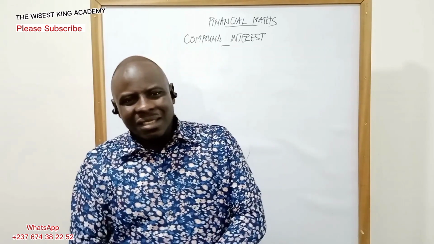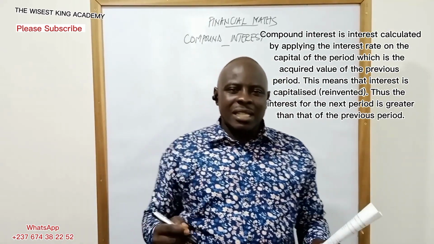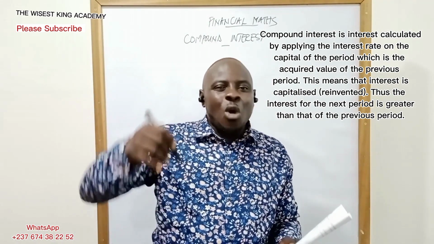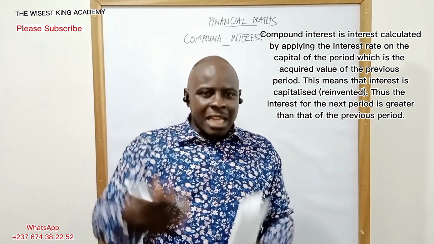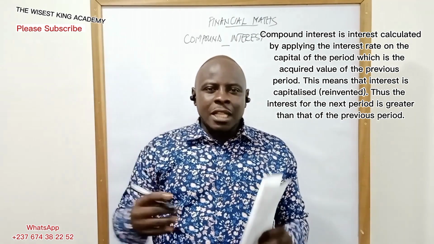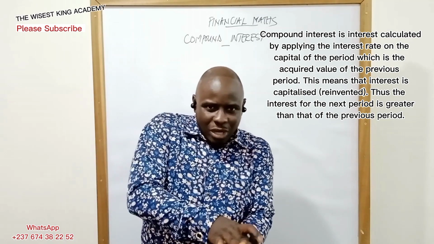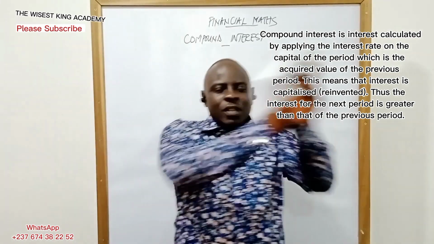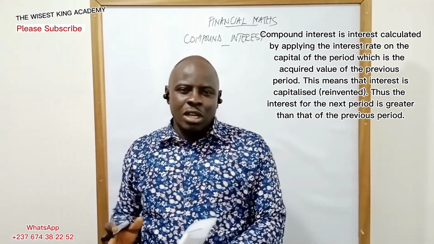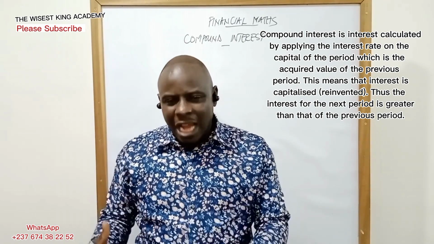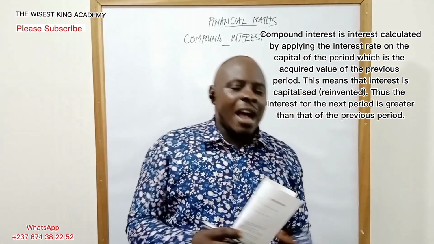Unlike simple interest, compound interest is a method of calculating interest whereby the interest rate is applied on the capital of the period. And the capital of the period is the acquired value of the previous period. This means that at the end of every period, the interest generated is added back to the capital of that period to form the capital of the next period. So in compound interest, interest is not constant since interest is capitalized, that is, reinvested. The interest increases over time.